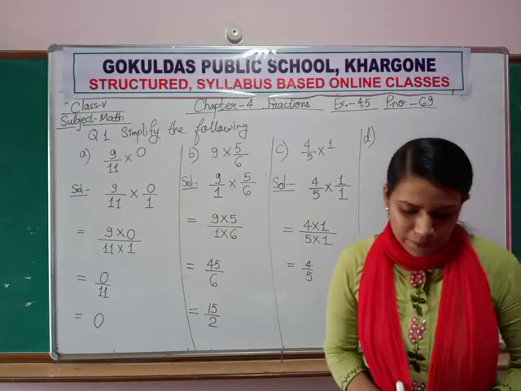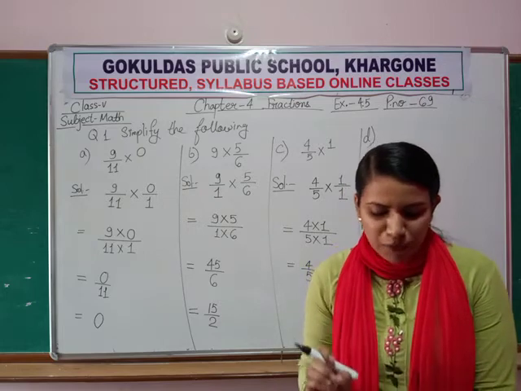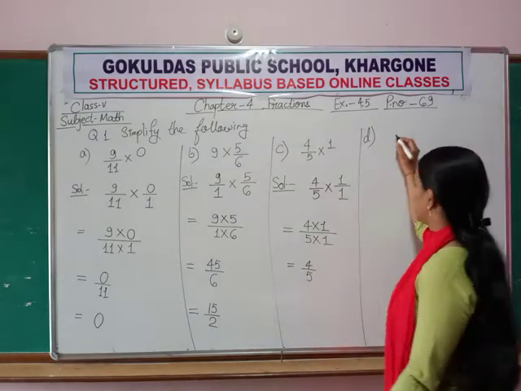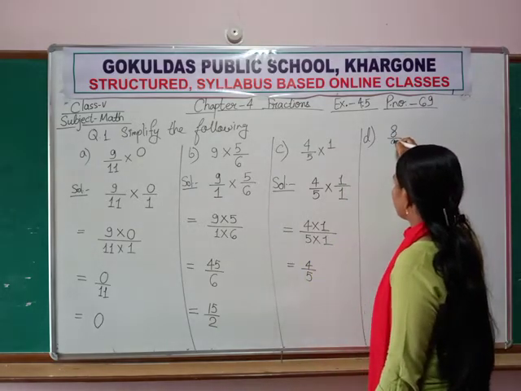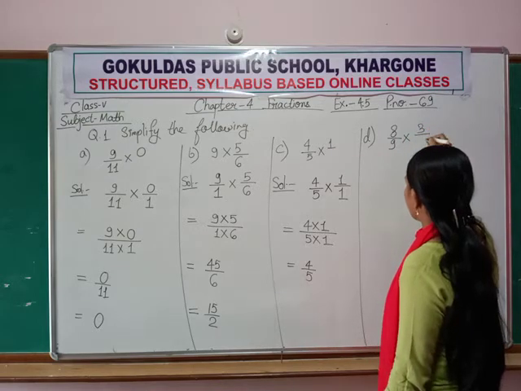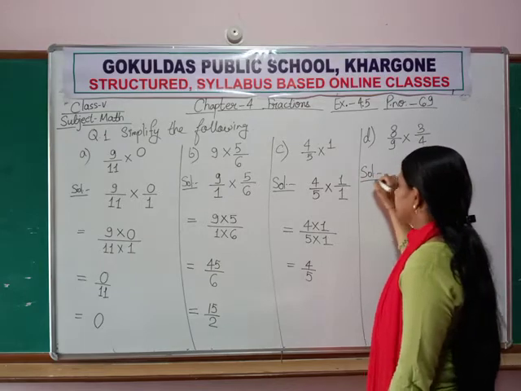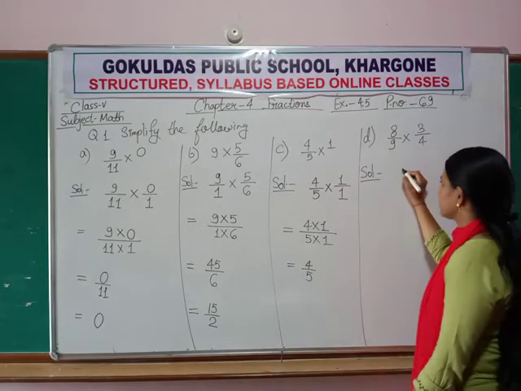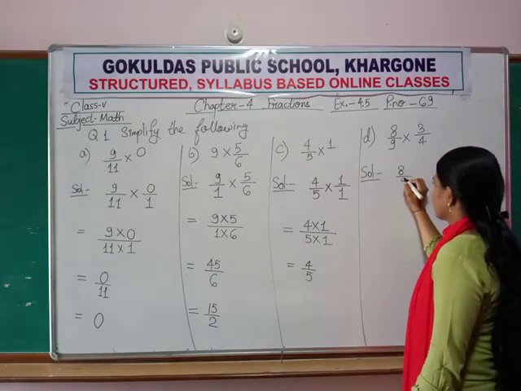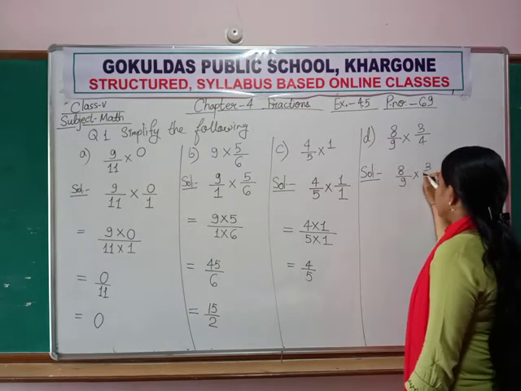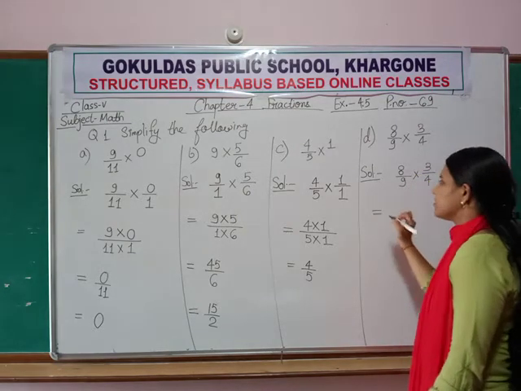Now part D, in which 8 upon 9 multiplied by 3 upon 4. Two fractions are given. Solve it. What is the step to solve?